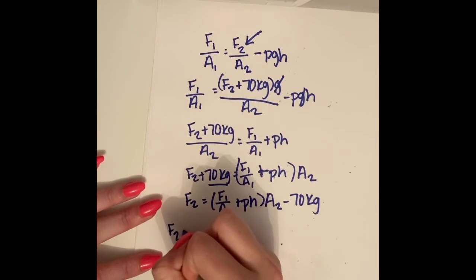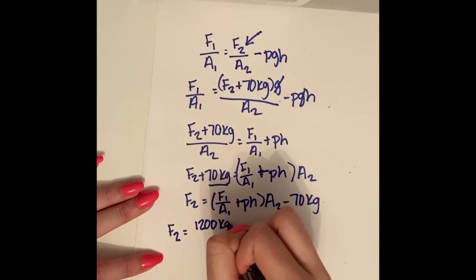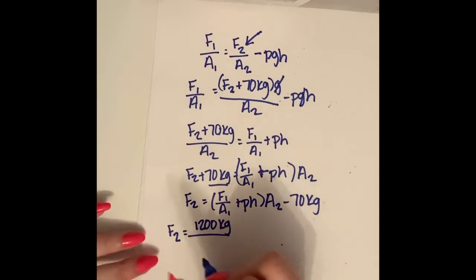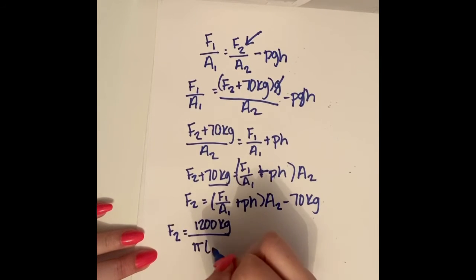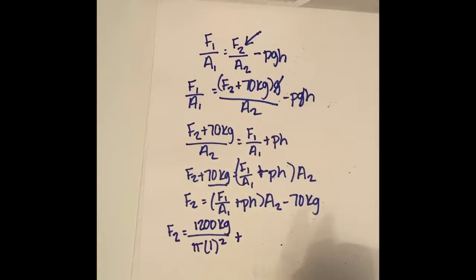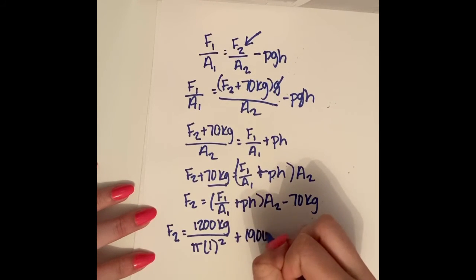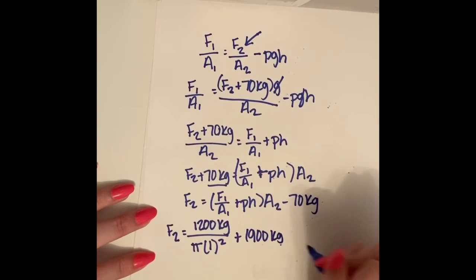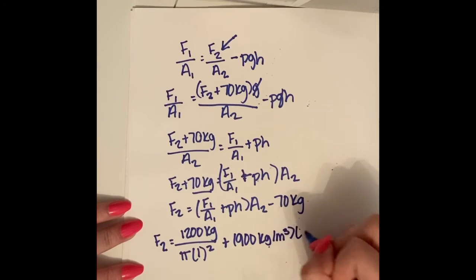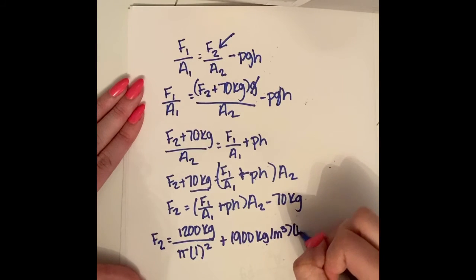So F2 is equal to F1, which is the mass of the elephant, over A1, which we have already discovered is pi r squared, where r is 1, plus pressure. The density of oil is a constant which can be found in the textbook, and it's 900 kilograms per meter cubed, times h, which was 35 centimeters, which the piston sunk. So we convert that to meters.